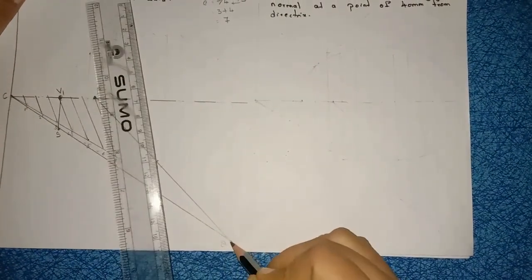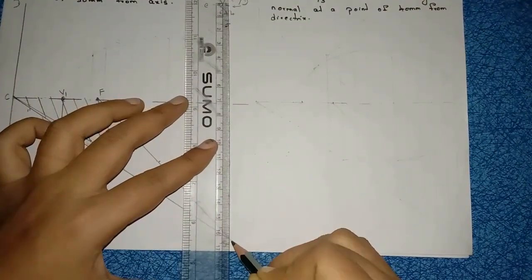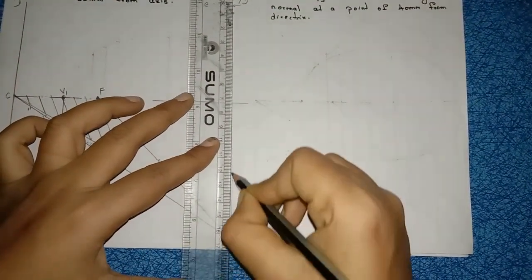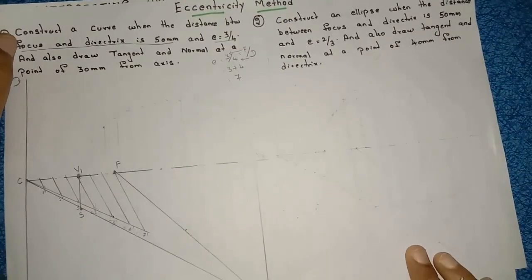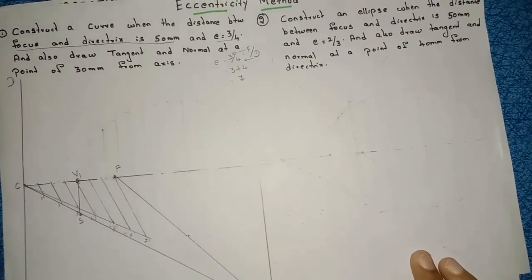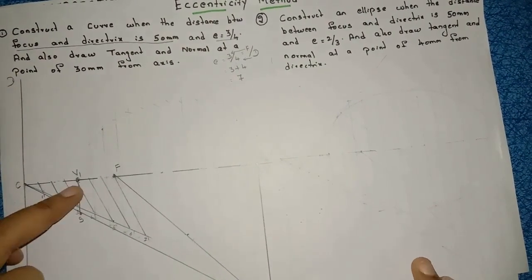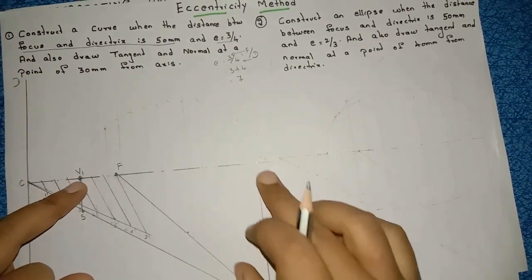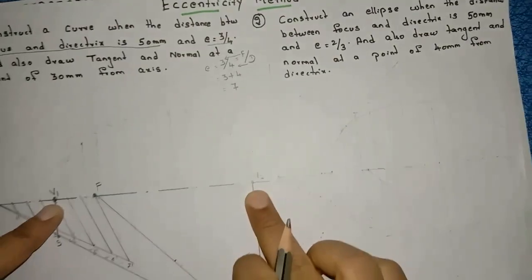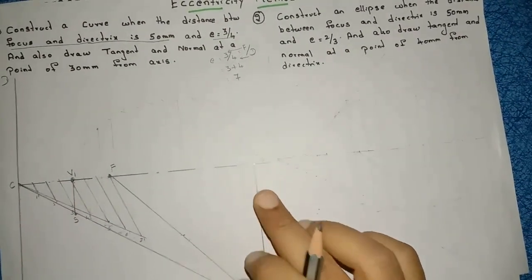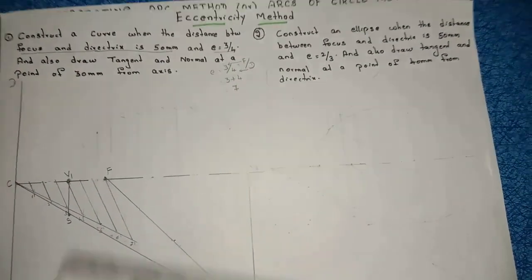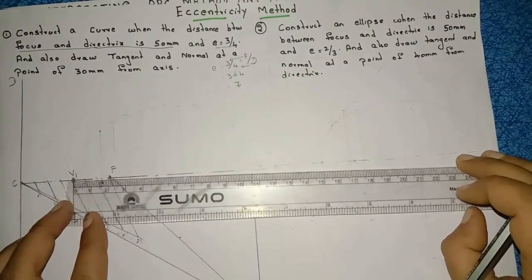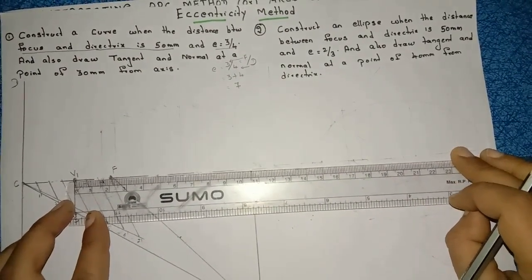Now from Q, draw a straight line till the axis line. Now this is V2. V1 is the starting point of your ellipse, V2 is the ending point of your ellipse. Now measure the distance from V1 to V2. I am getting 10.5 here.